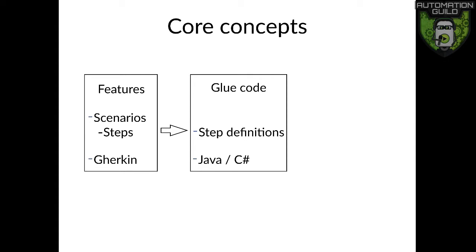So Cucumber reads the feature file. It finds a step and then tries to determine which step definition should be used to automate that step. And at this point, the step definition itself calls the application. So this is all there really is behind Cucumber. The feature files are read. For each step that Cucumber finds, it identifies the correct step definition that should be called. Then that step definition, which is written by either the QA engineer or the developer, is responsible for interacting with the application that we're developing.